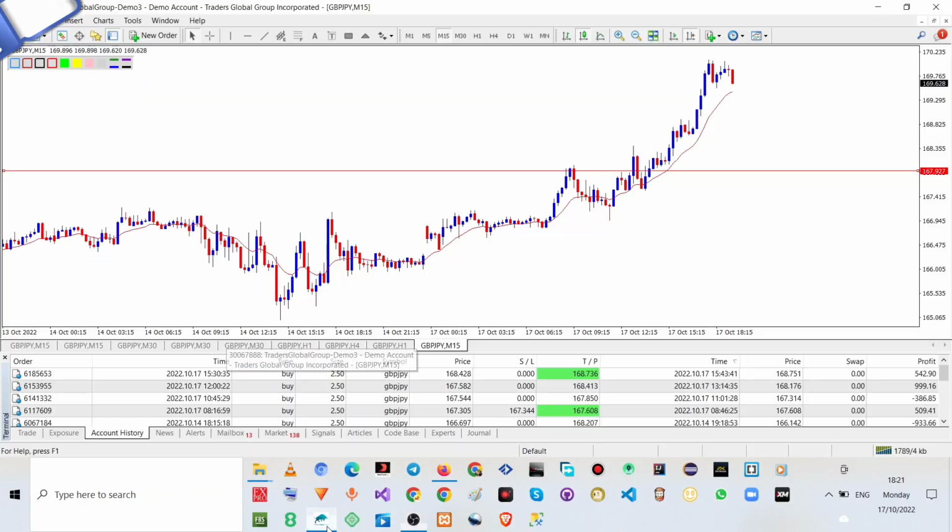How's it going? So in today's video I'm going to be showing you guys how I entered into today's trade. Today is the 17th of October, on a Monday. I have the trades I took here. I hope you can see the screen. I took these 4 trades today.